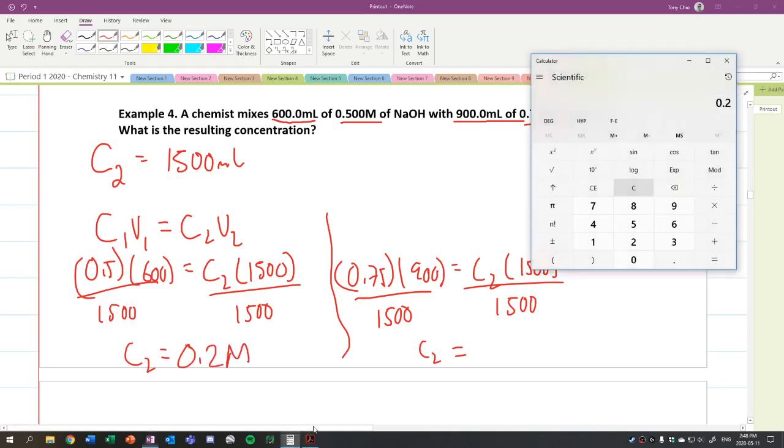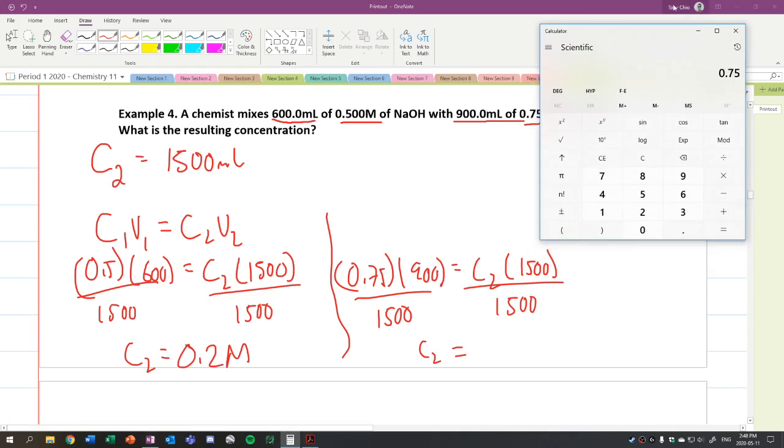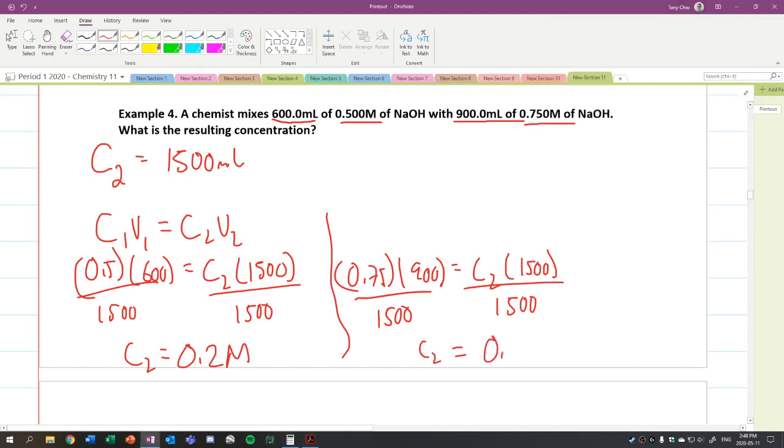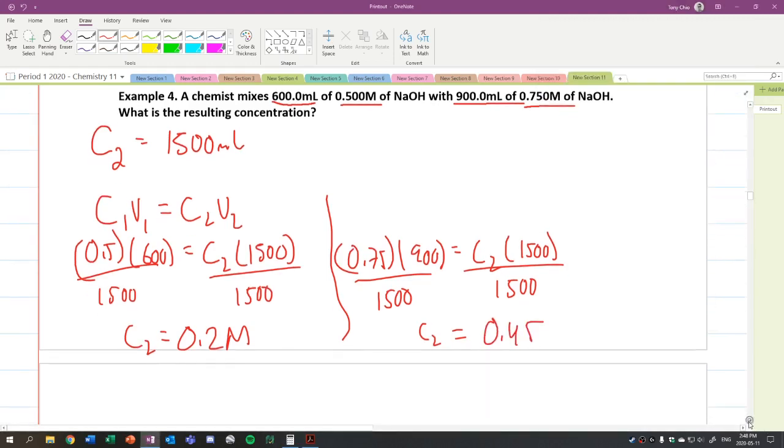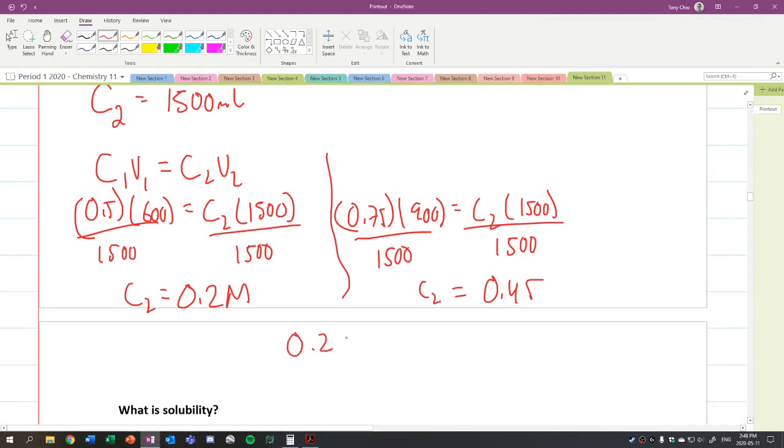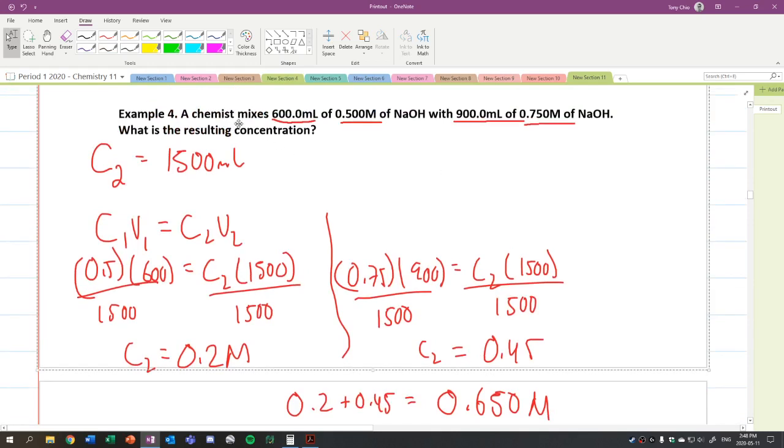On the next one right beside it, you're going to get 0.75 times 900 divided by 1500, you're going to get 0.45. And if you add these two together, 0.2 plus 0.45, you should get a resulting concentration of 0.650 molarity. That is the final concentration that is expected once this chemist mixes both these NaOHs, because they're the same compound.